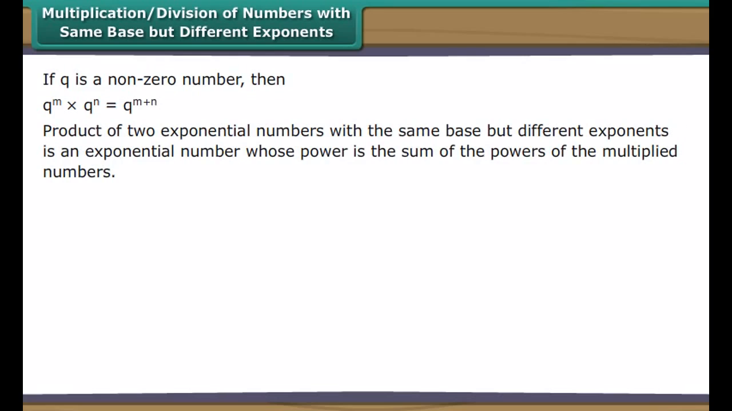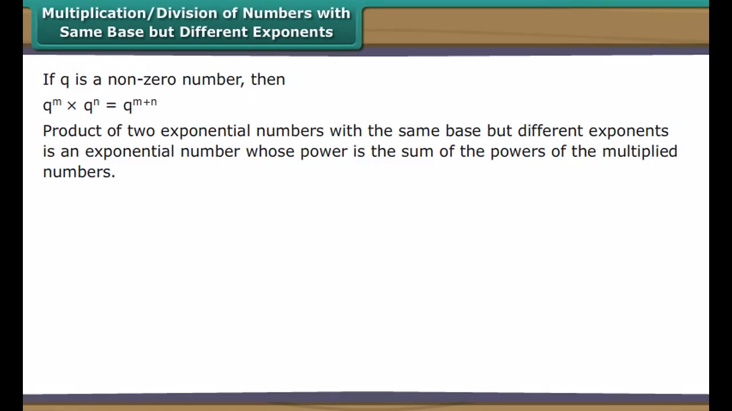multiplication, division of numbers with same base but different exponents. If q is a non-zero number, then q raised to the power m into q raised to the power n is equal to q raised to the power m plus n. Product of two exponential numbers with the same base but different exponents is an exponential number whose power is the sum of the powers of the multiplied numbers.